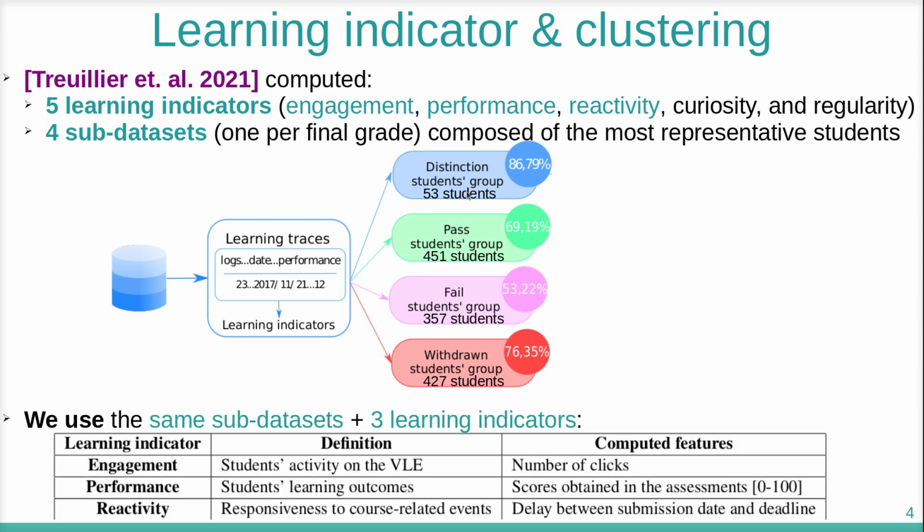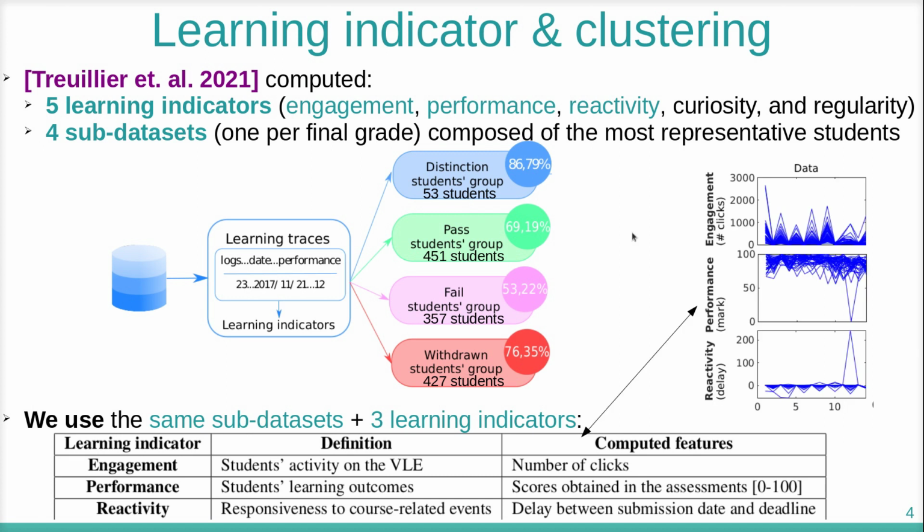In our case, we use the same subdatasets with 3 learning indicators. And we look at these indicators evolving over time. So the engagement, which corresponds to the number of clicks, the performance, which corresponds to scores obtained in the assessments between 0 and 100, and the reactivity, which corresponds to the delay between submission date and deadline.